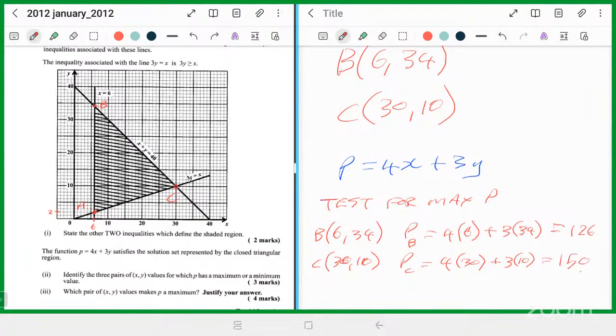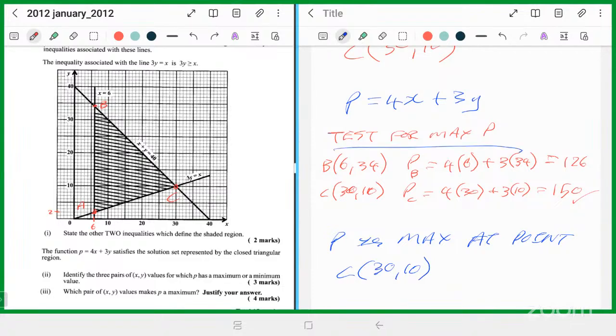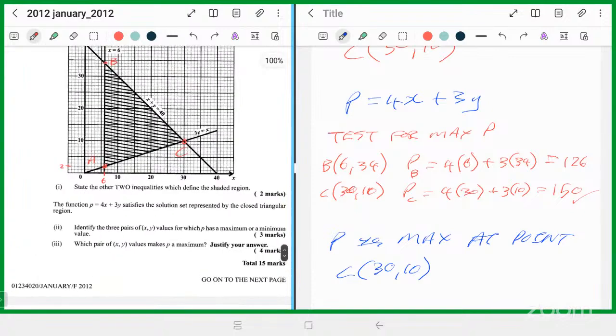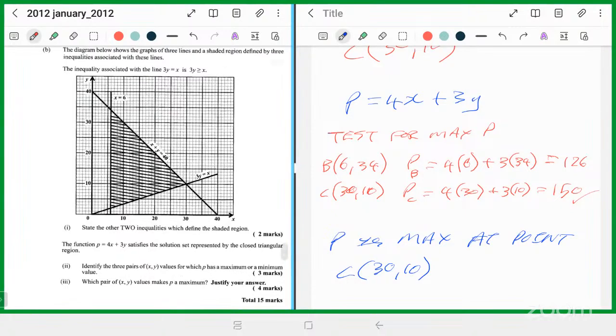150. So that's where you get the maximum, right? Good. So you have justified the answer by doing that test. You're going to say P is maximum at the point C (30, 10). All right, that is it. And this is your test for maximum P. So this would have justified the answer. That finishes that question. Done. Two down, about five to go. Very good? All right, beautiful.